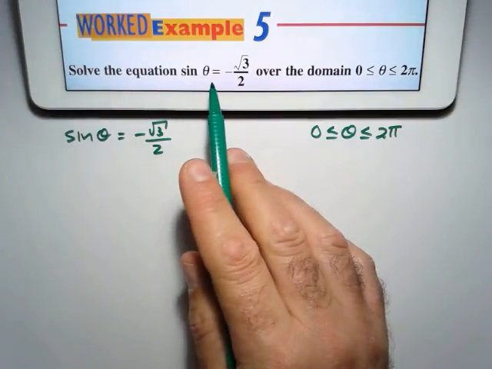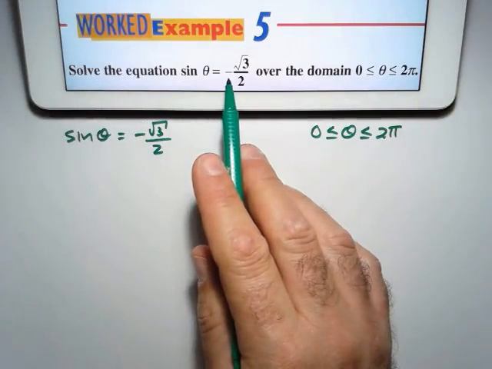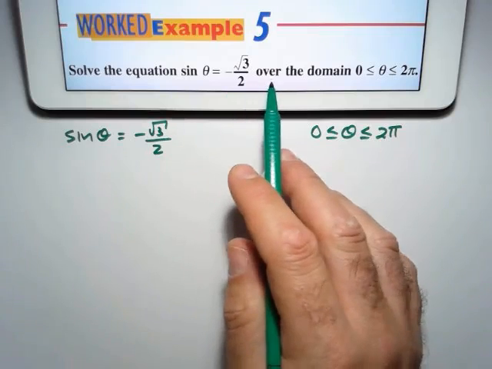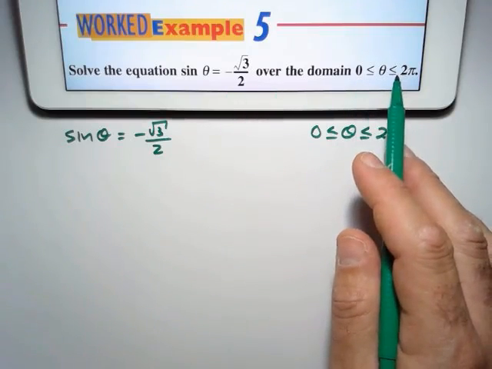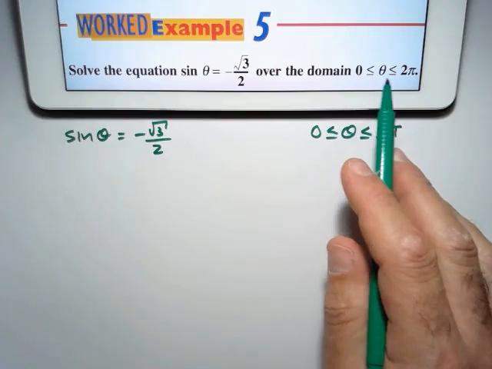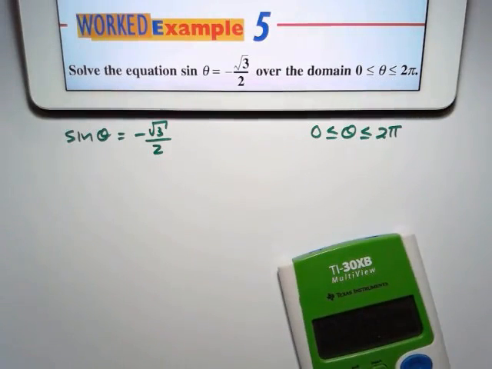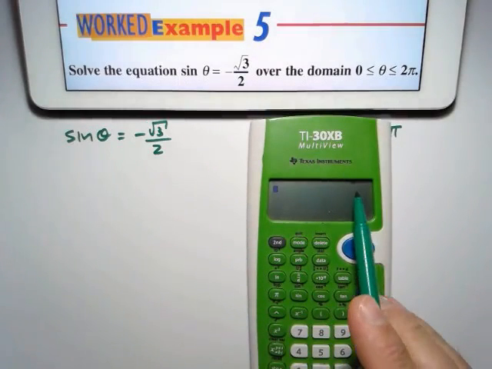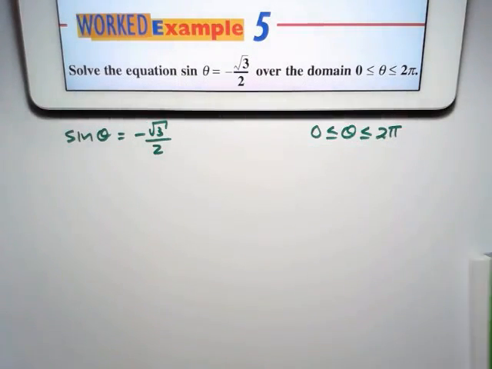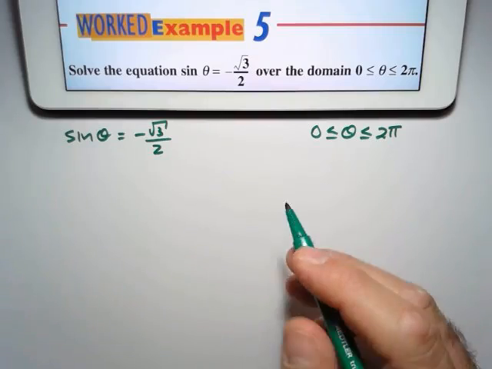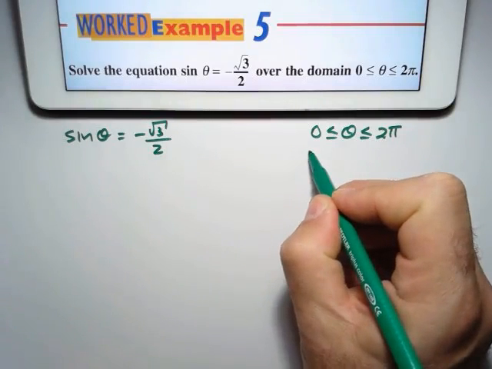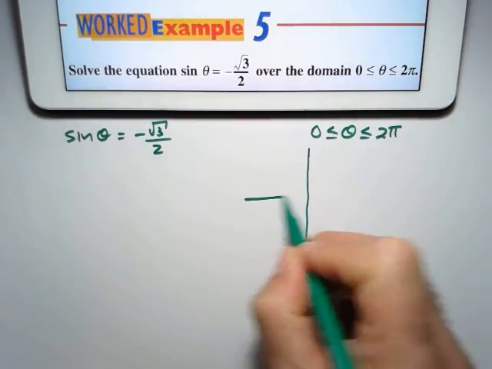Solve the equation sin theta equals negative square root 3 over 2 over the domain 0 to 2 pi. First thing, 0 to 2 pi, I'm working in radians. First thing you do is make sure your calculator is in radians, so you don't make a mistake. Second thing is you get your CAST diagram out.